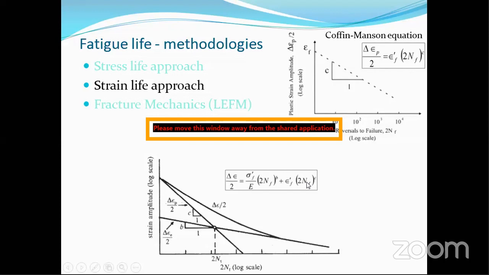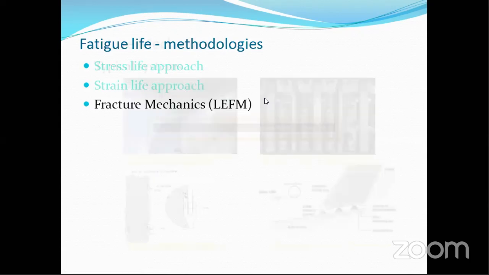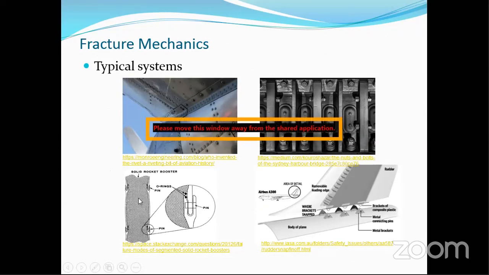This is the strain life approach, and one more approach, of which I'll just give a brief overview. It is called fracture mechanics, and especially I'll talk about linear elastic fracture mechanics. LEFM denotes linear elastic fracture mechanics. So if you consider typical systems like aircraft joints, we can see all these rivet holes, bolts and nuts. Here we can see pin joints in rockets, and here one more example of lugs used in aircraft.